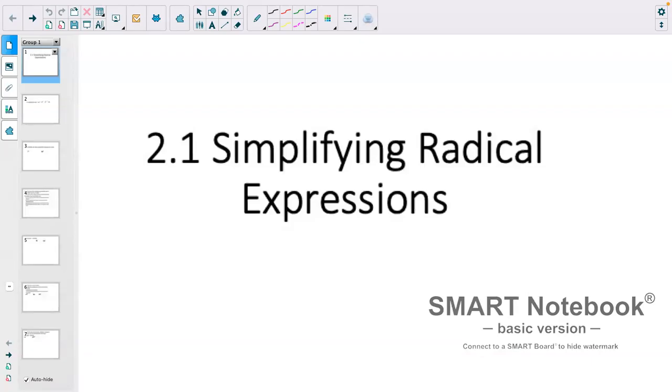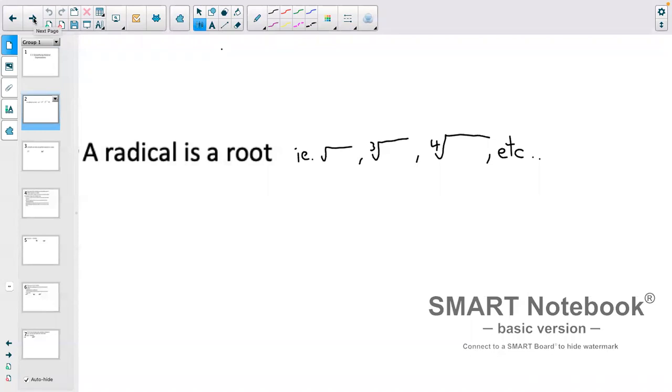Hi, today we're going over section 2.1, which is simplifying radical expressions. A radical is another way of saying a root. So a square root, a cube root, a fourth root, fifth root, sixth root, those would all be radicals.